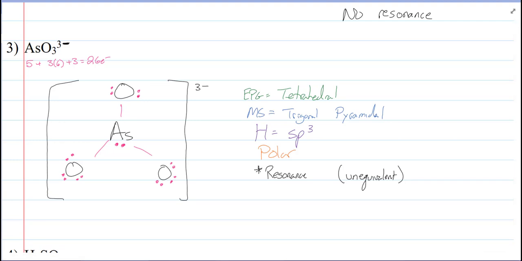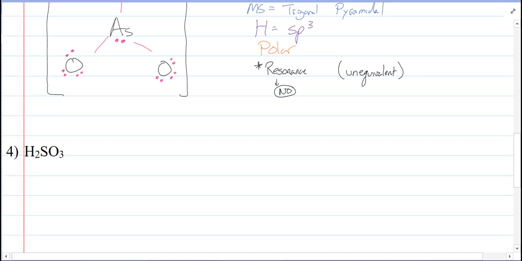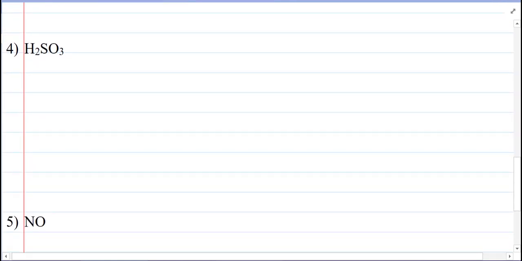You could do it, technically speaking, because arsenic can double bond like that, but you don't need to. So I'm going to say there is resonance here. But for your purposes, at Pearson, there's probably going to be no. It'll probably be no in this situation because we're not changing the formal charge. But technically, there is resonance here. So that's the best structure. Number 4, H2SO3. So electron count.